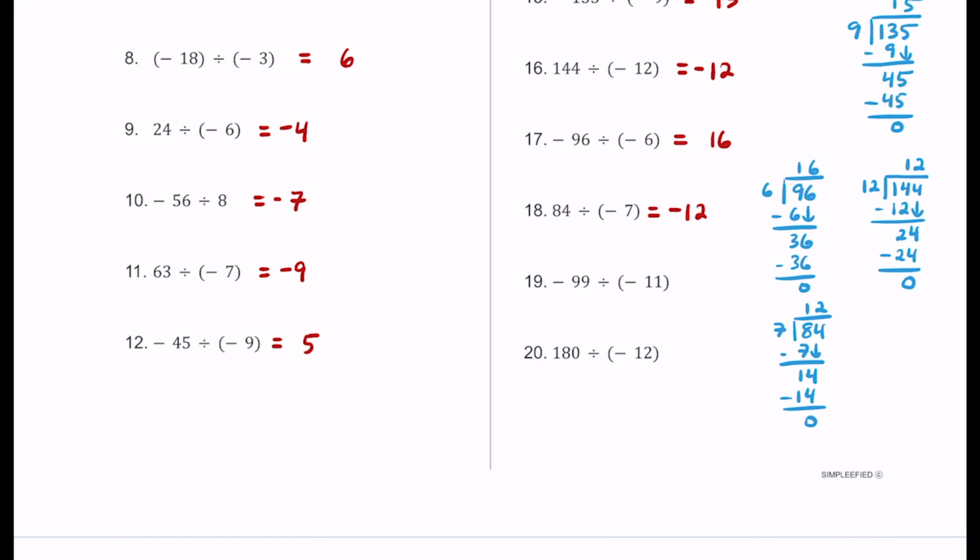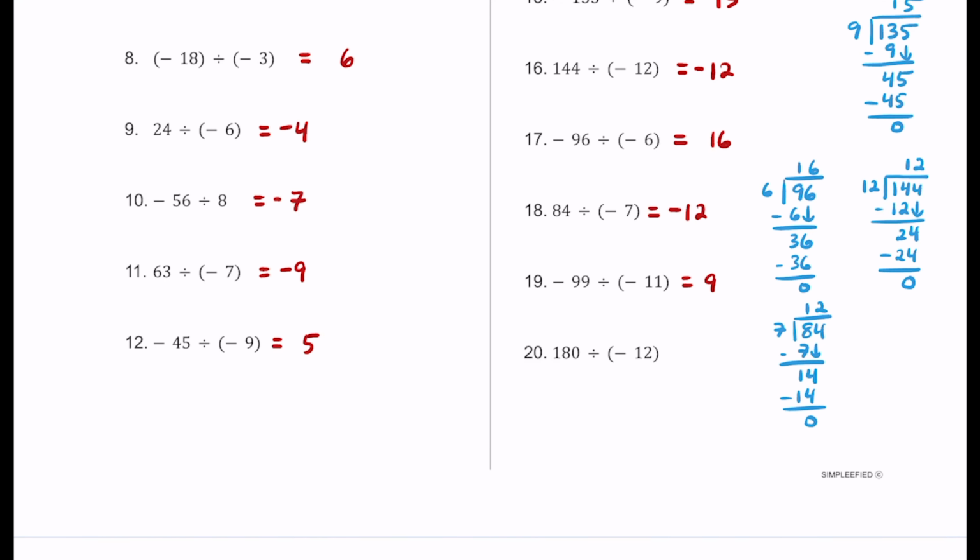Okay. For number 19, we have a negative divided by a negative. It's 99 divided by 11. I think this one is probably more widely known, that 11 times 9 is 99. And the answer here is going to be positive because we have two negative signs, right? The opposite of the opposite of 9 is just positive 9.